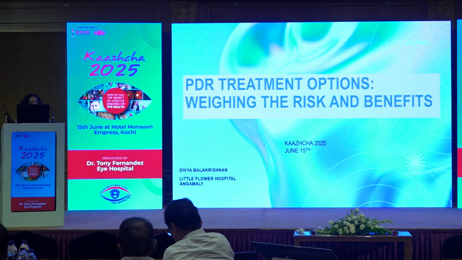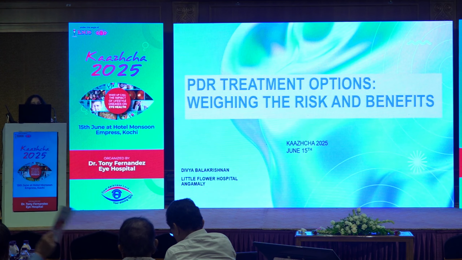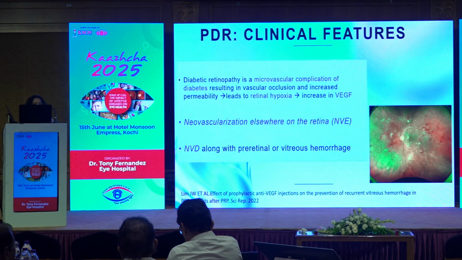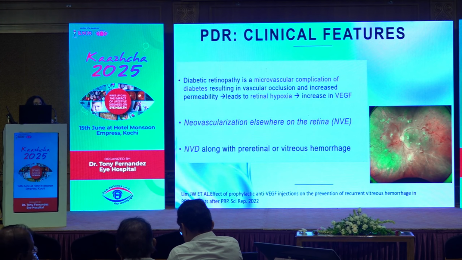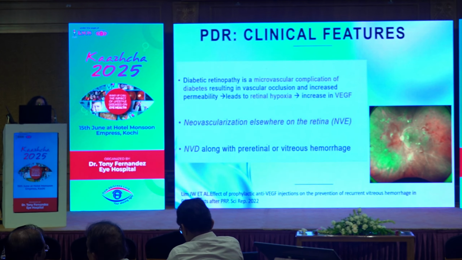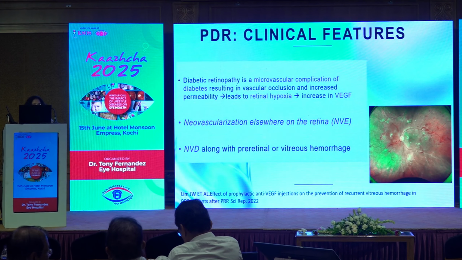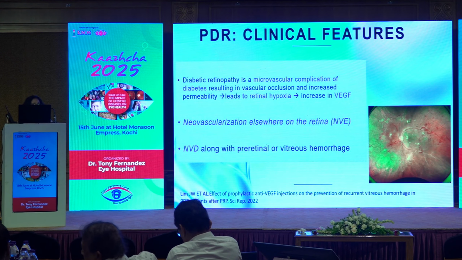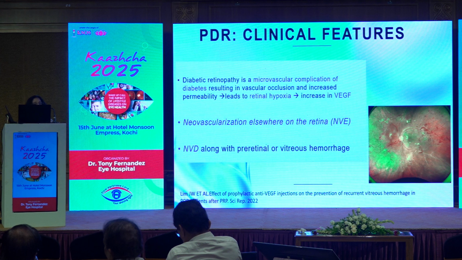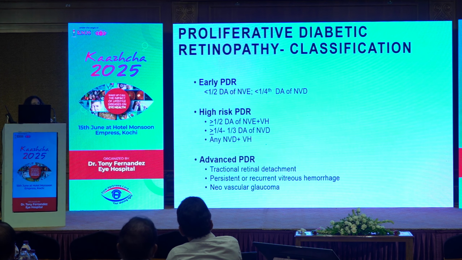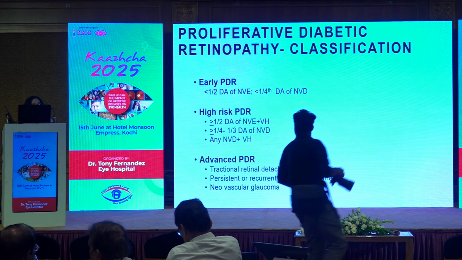And so, going straight to the topic, PDR treatment options, weighing the risk and benefits. As we all know, it is a microvascular complication which leads to vascular occlusion, and the basic thing is retinal hypoxia. This hypoxia causes the secondary complications, the decreased vision and so on. This leads to an increase in VEGF levels, which leads to the clinical features of PDR: neovascularization elsewhere, neovascularization of the disc associated with pre-retinal or vitreous hemorrhage. Based on this, PDR has been classified into early PDR, high-risk PDR, and advanced PDR.